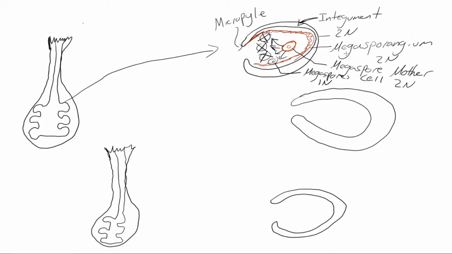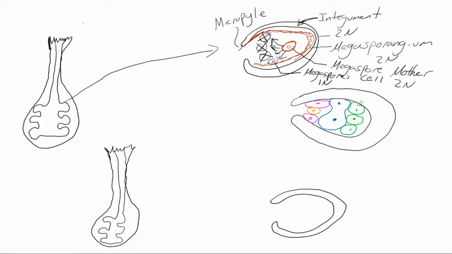Now with angiosperms, the megagametophyte is very reduced. The megagametophyte is actually only 7 cells big, but has 8 nuclei. All right, so if the megagametophyte is 7 cells and has 8 nuclei, that means one of the cells in this megagametophyte needs to have more than one nucleus.